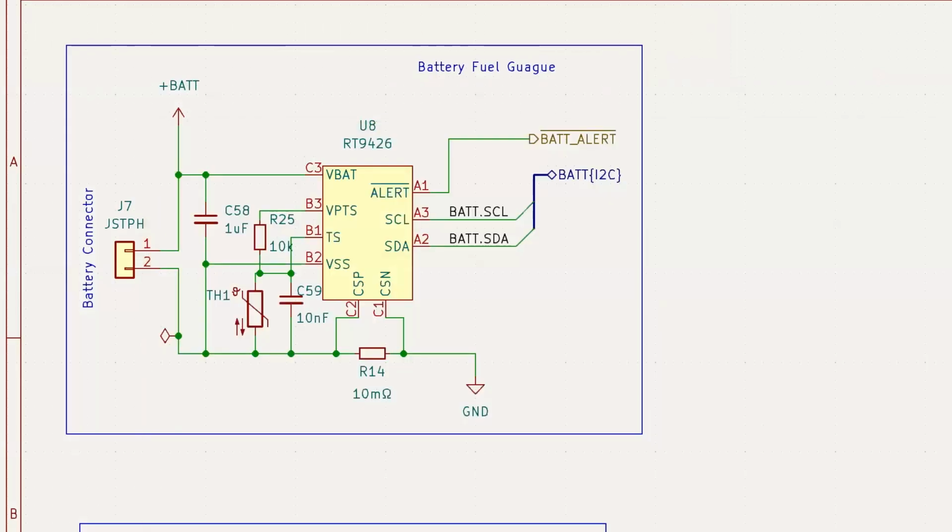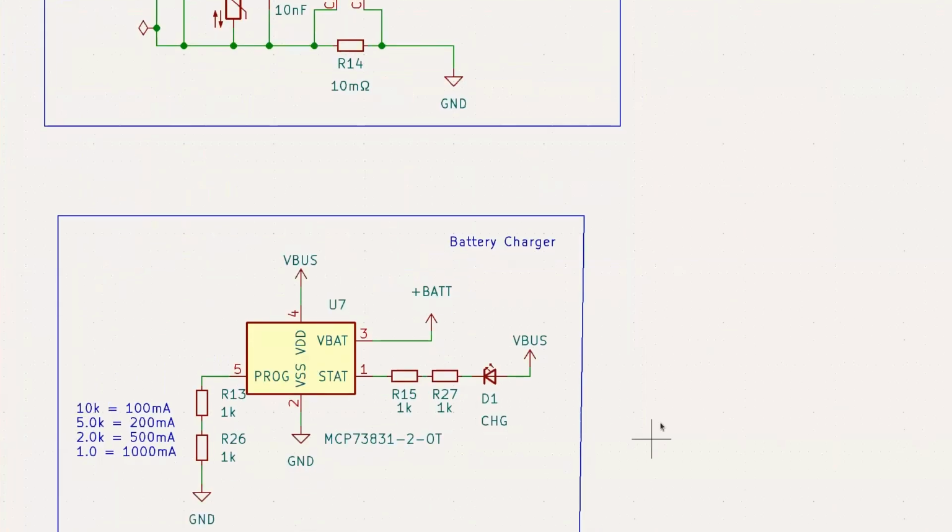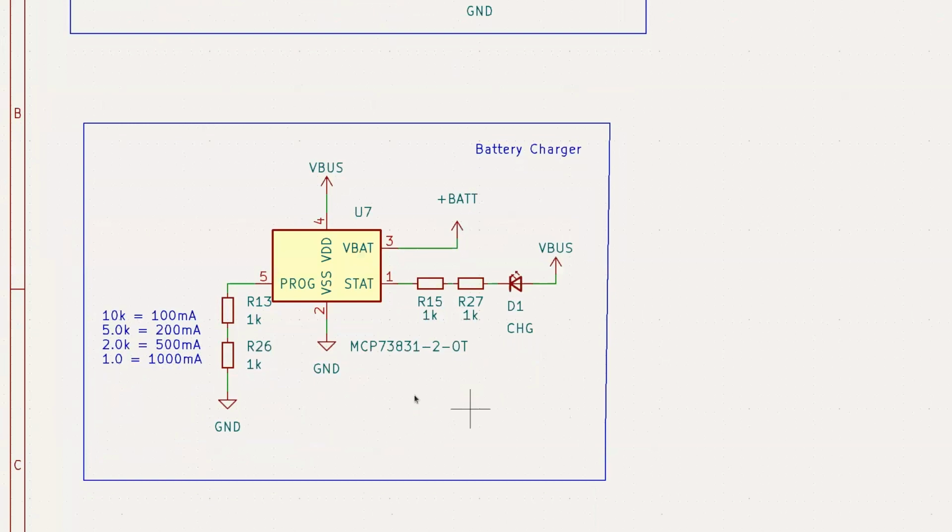I mean, to have an accurate fuel gauge. Otherwise, this is one of those I2C devices. Yeah, it can just be read anywhere. Okay, so that's the fuel gauge. Cool. And then the battery charger is one of these super simple parts. This is used pretty much everywhere.